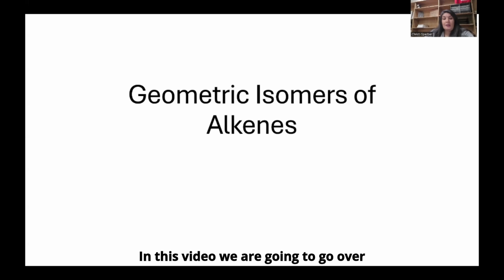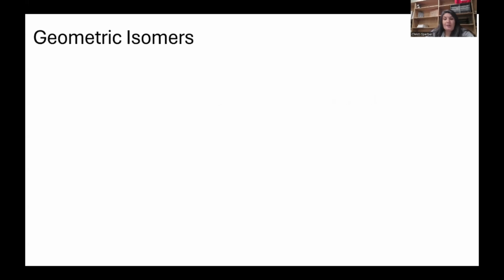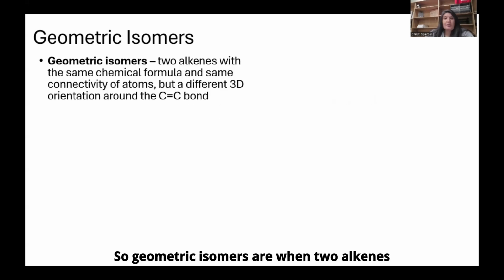In this video, we are going to go over geometric isomers of alkenes. Geometric isomers are two alkenes with the same chemical formula and the same connectivity of atoms, so all the atoms are bonded the same, but they have a different three-dimensional orientation around the carbon-carbon double bond.